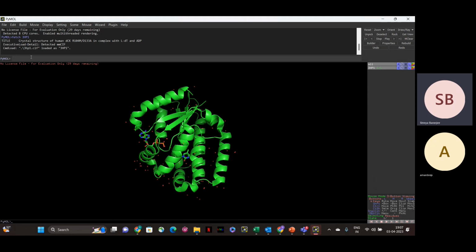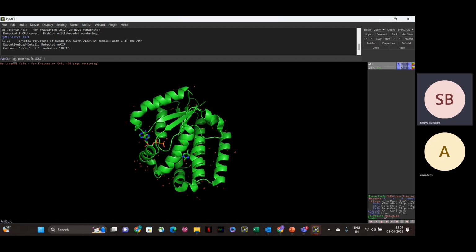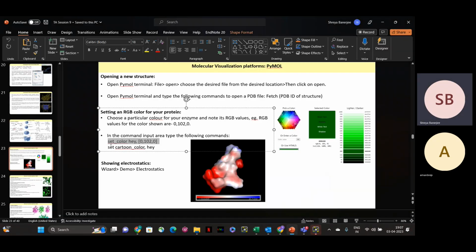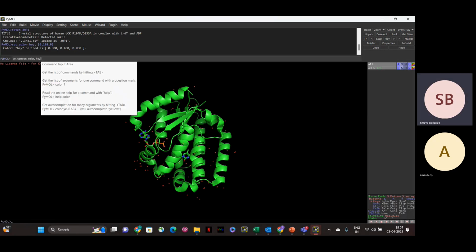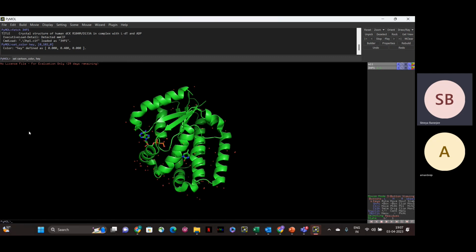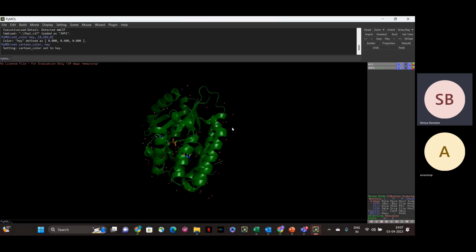You again have to type it in this command bar that is there. So the first command is set underscore color space. You give the name of the color, comma, and in third brackets, the RGB values. And then enter. And then you have to give the second command. So that particular RGB value is for that dark green color. So this second command, if you now give, see the entire protein becomes dark green in color.